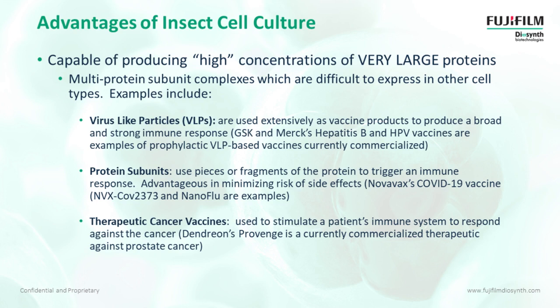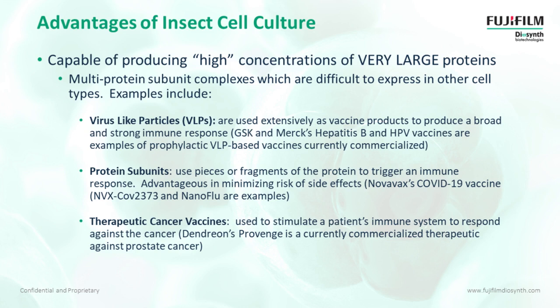The multi-protein subunit complexes that are difficult to express in other cell lines are typically what is the main focus of insect cell culture. In some of these, I've given some examples. There's the VLPs, the virus-like particles.